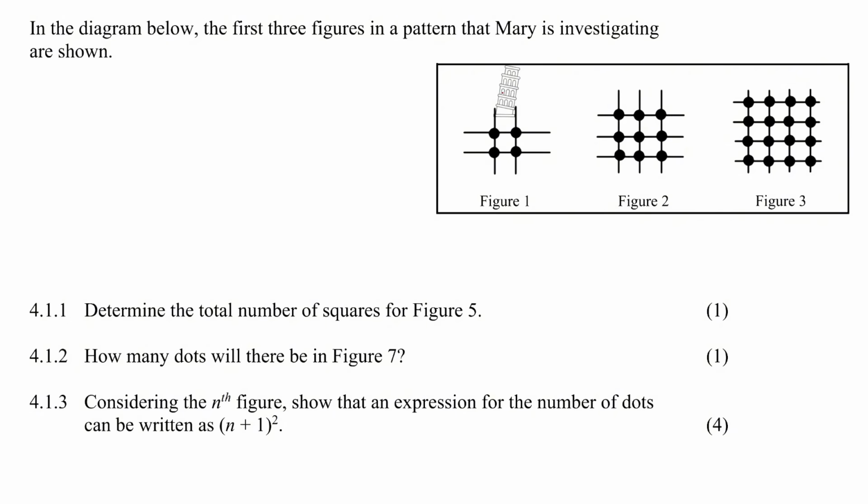Okay, so how many squares do we see here? Well, I see 1 square over there. Then for this one, I see 1, 2, 3, 4 squares. And then 1, 2, 3, 4, 5, 6, 7, 8, 9. Okay, so it's 9 squares over here. Then 4 squares over here. And then 1 square. So can you see that this is just the same as 1 to the power of 2. This is the same as 2 to the power of 2. This is the same as 3 to the power of 2. So figure 5 would be 5 to the power of 2, which is 25 squares.